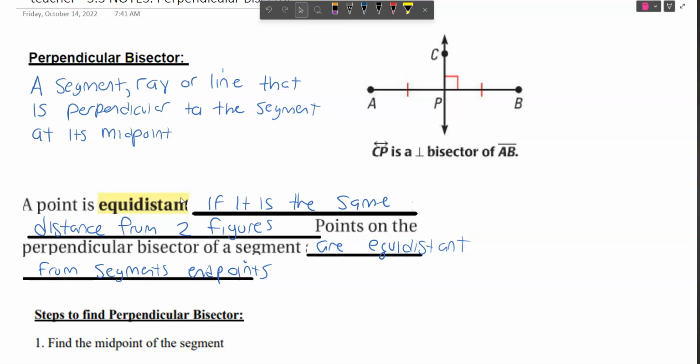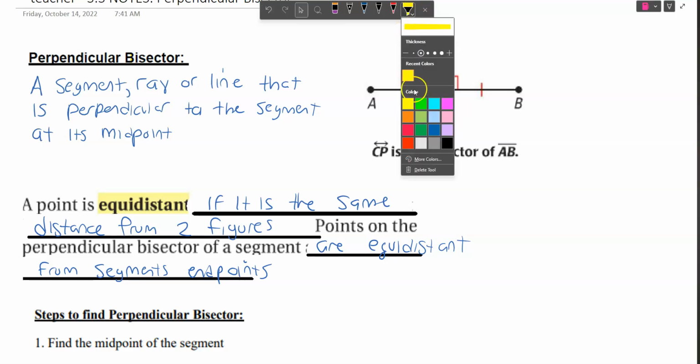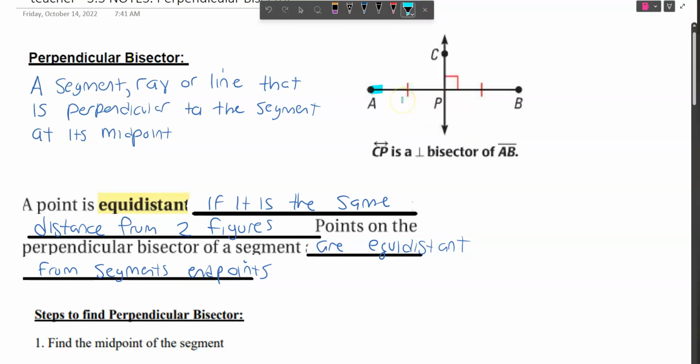So a perpendicular bisector is a segment, a ray, or a line that is perpendicular to the segment at its midpoint. So let me explain that a little bit more in depth. What we have over here on the diagram at the right is a segment AB. And what I want to do is construct its perpendicular bisector. Those two words are actually going to mean something separately.